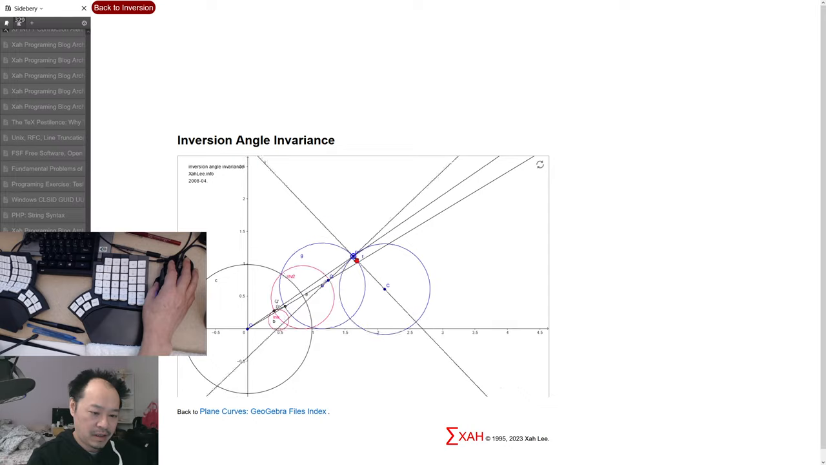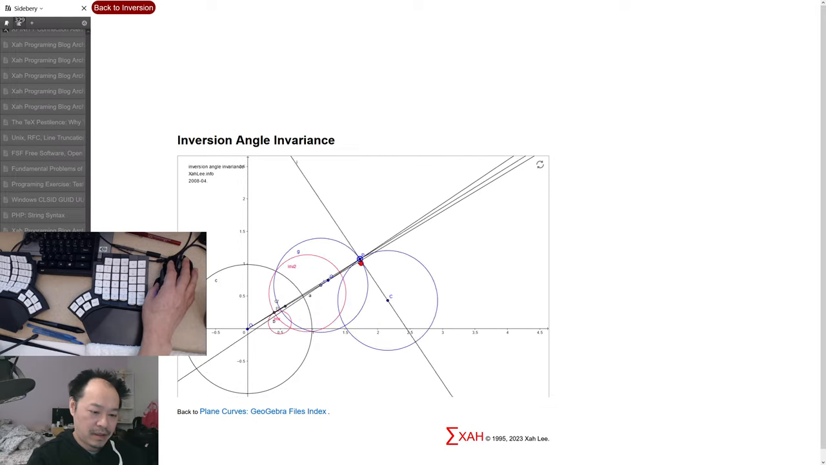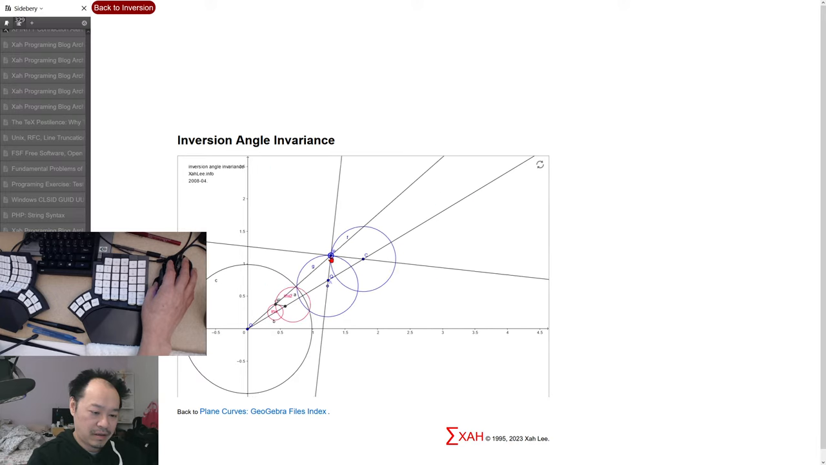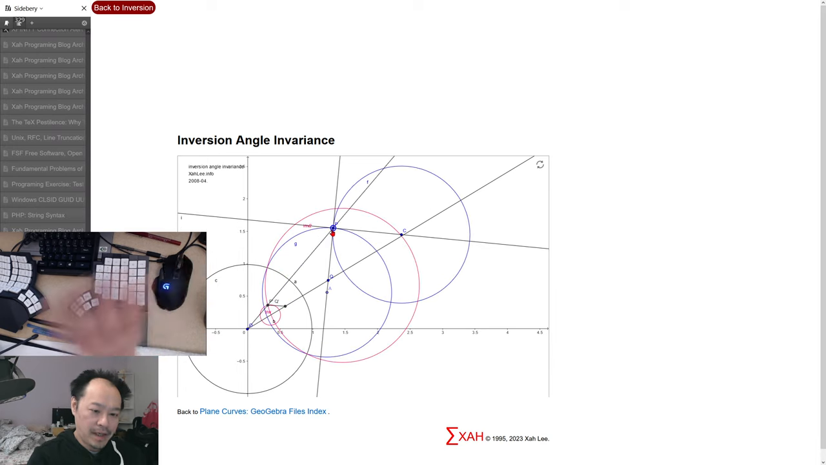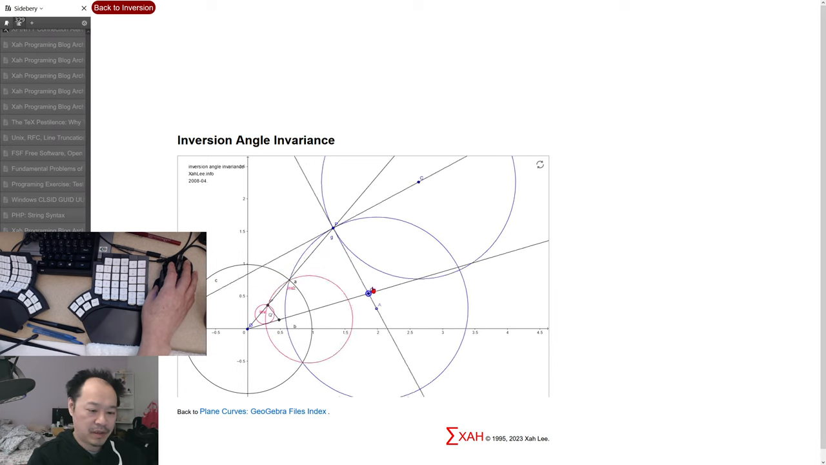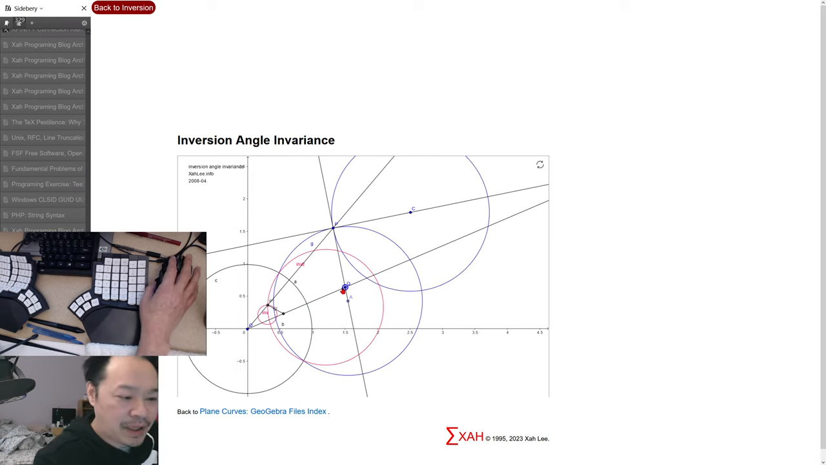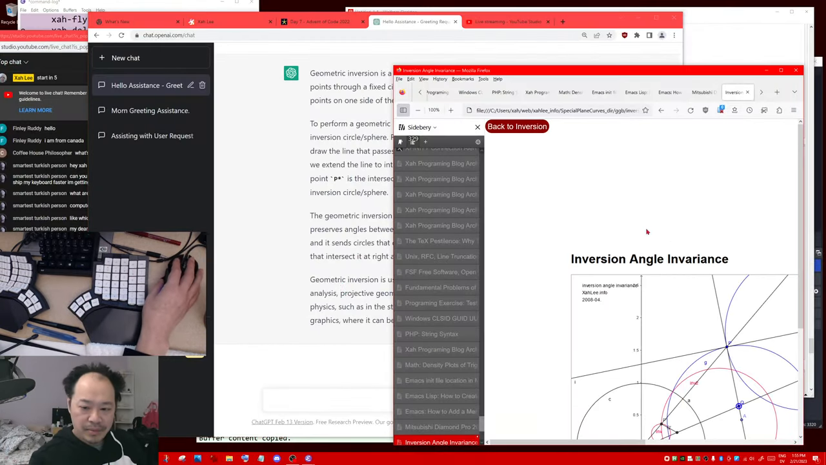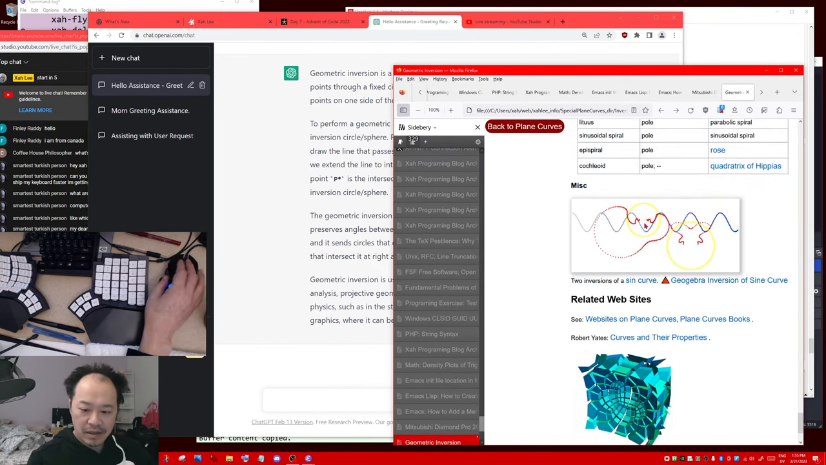So this circle on the left here, this is the inversion circle, and anyway, you have to spend some time to study this figure. I have to spend some time too. But anyway, angle invariance, okay, that's one of the properties. It doesn't change the angle at intersections.